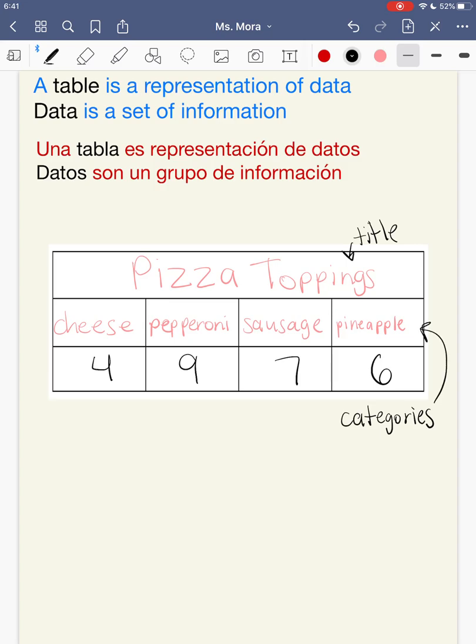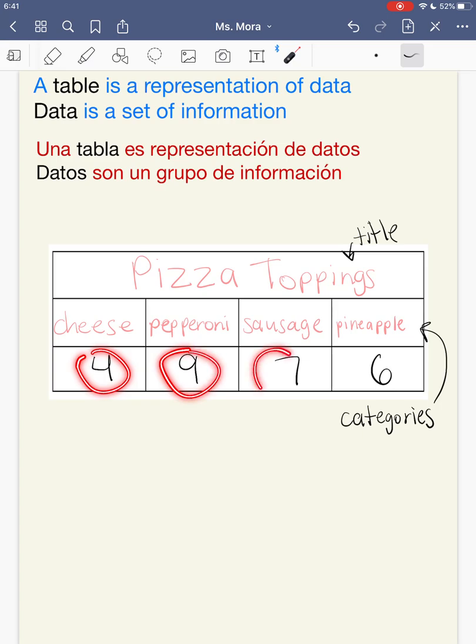Categories, okay? And then the numbers here, 4, 9, 7, and 6, that's how many people said they liked that type of pizza topping. For example, 4 people said they like cheese, 9 people said they like pepperoni, 7 people said they like sausage, and 6 people said they like pineapple. So this is all the information, the data in our table.